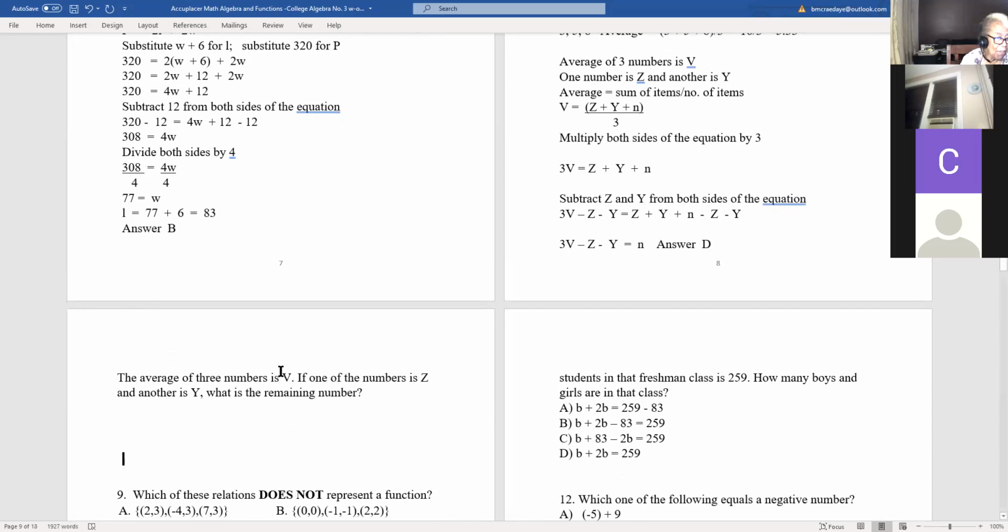I'm saying the average of three numbers is 3. Yeah, 3. Okay. One of the numbers is 2, and another is 3. What is the remaining number? How would you solve that?